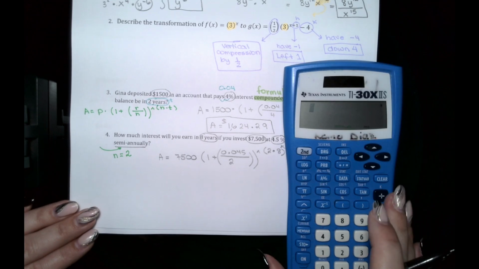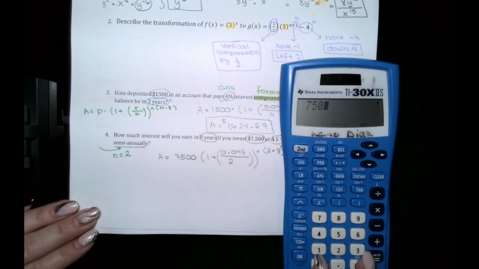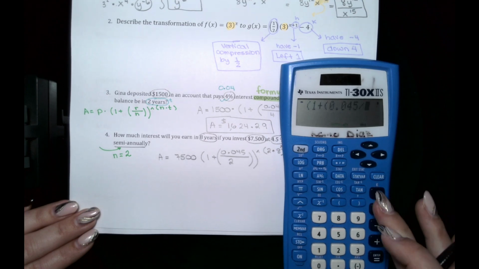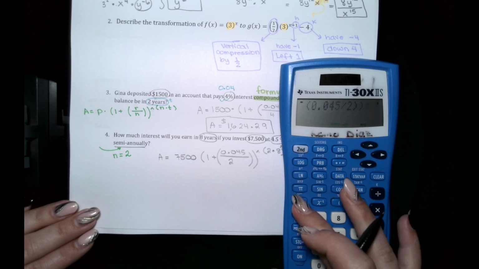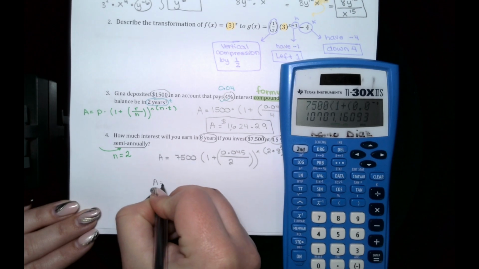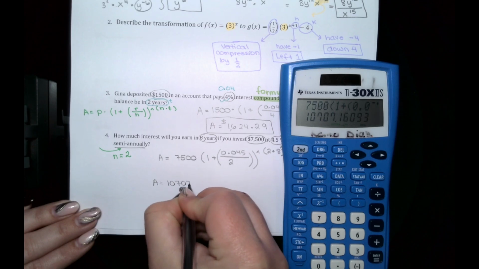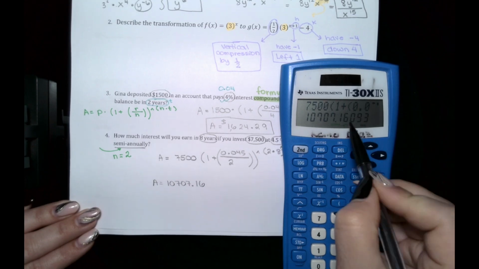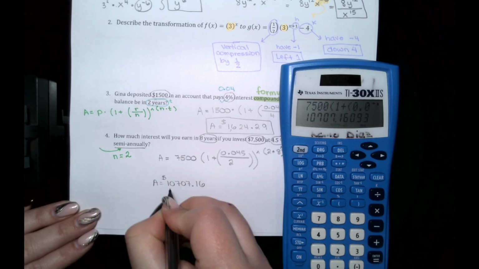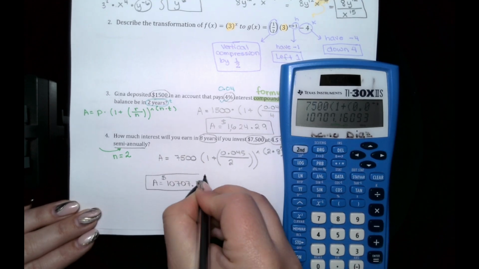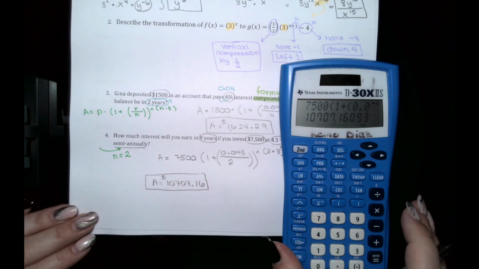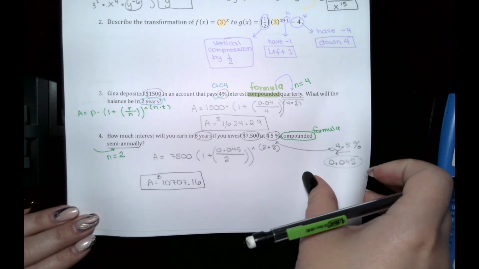And we have, type it in exactly what we see, 7500, open 1 plus, open 0.045, divided by 2, close it, caret, open 2 times 8. And again, careful how you're doing it. People are very, very mindful about their money. Since we have 2 decimal places, the next number is 0. We're going to round it to 16 cents. So this is $10,707.16.